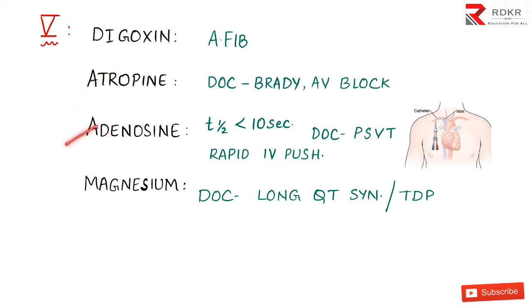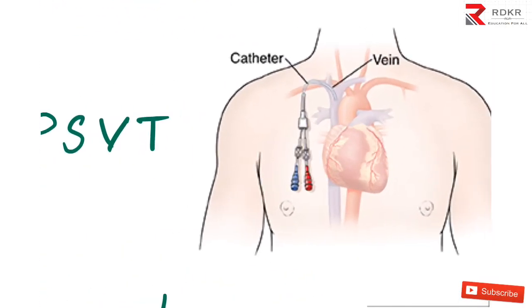And about adenosine, we have a few special points, like it has a very short T-half, less than 10 seconds. For example, if you give adenosine to the patient in a peripheral vein, what happens? It must travel till the heart. During this travel, the T-half of 10 seconds will be completed, and the drug has no effect by the time it reaches the heart. That is why we use the central vein.